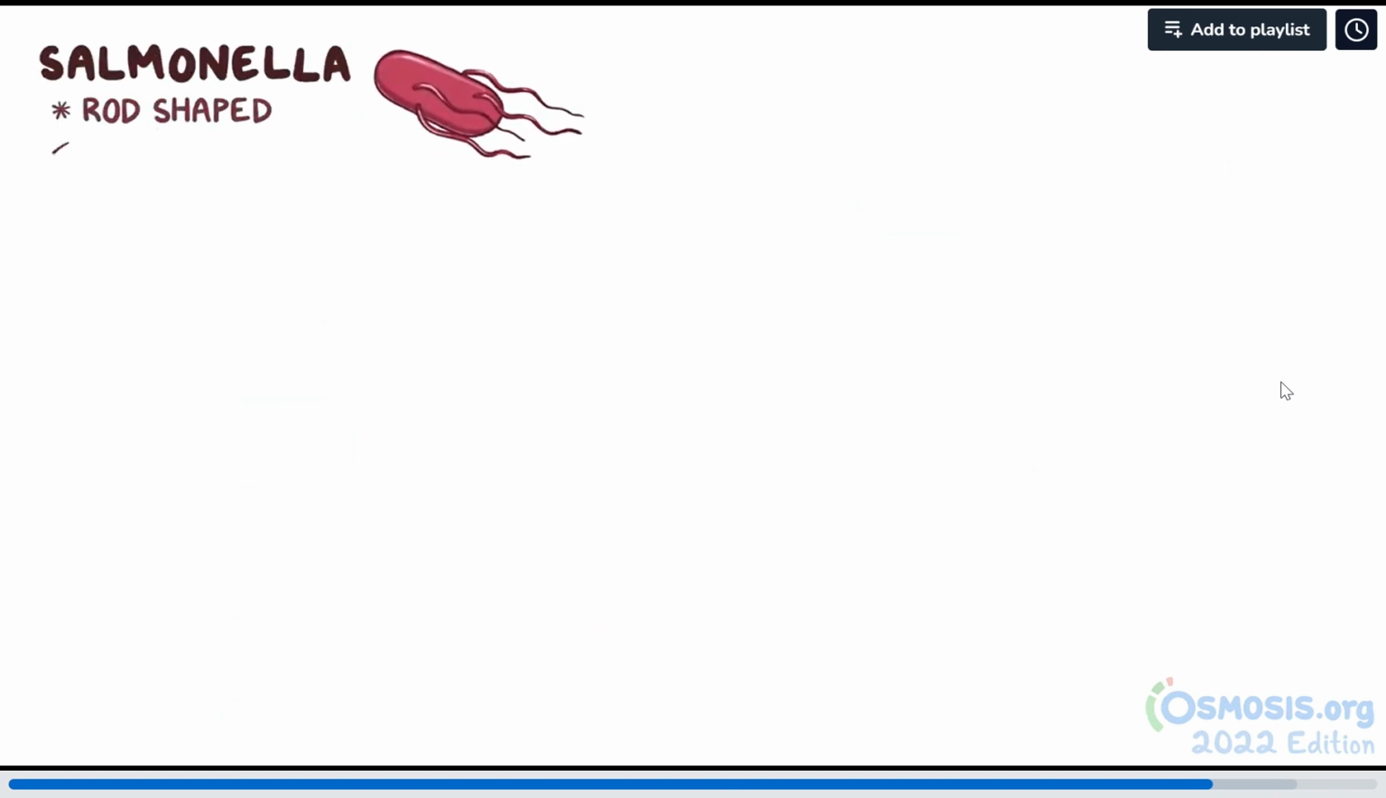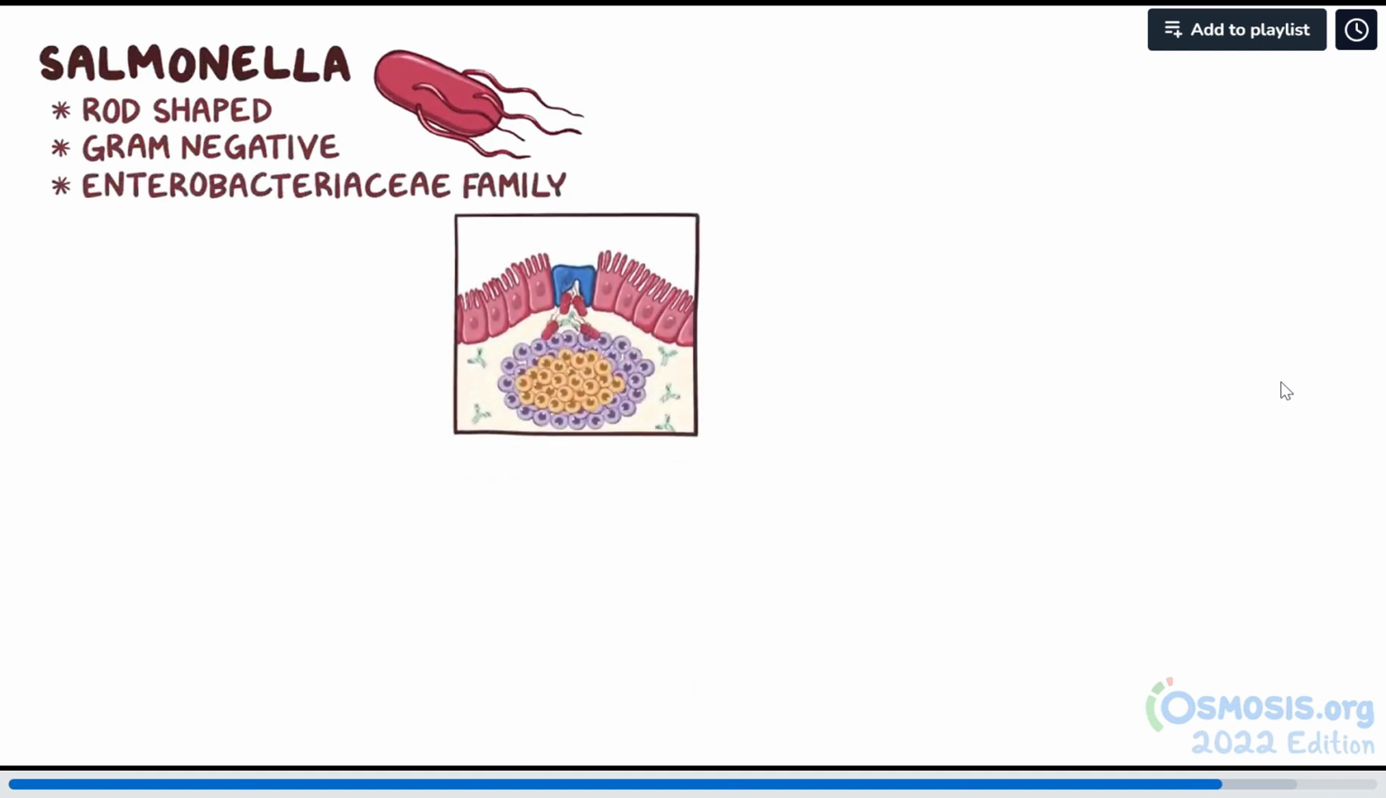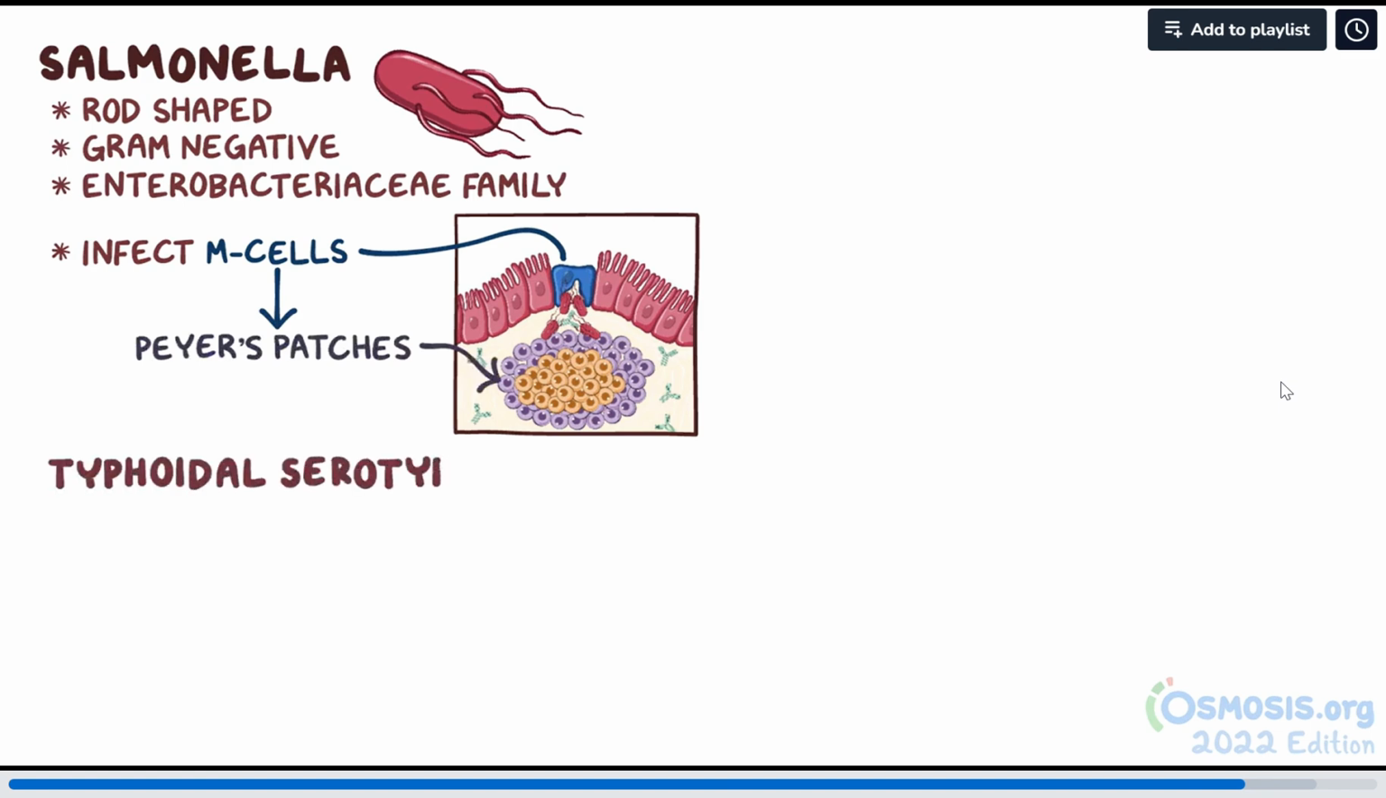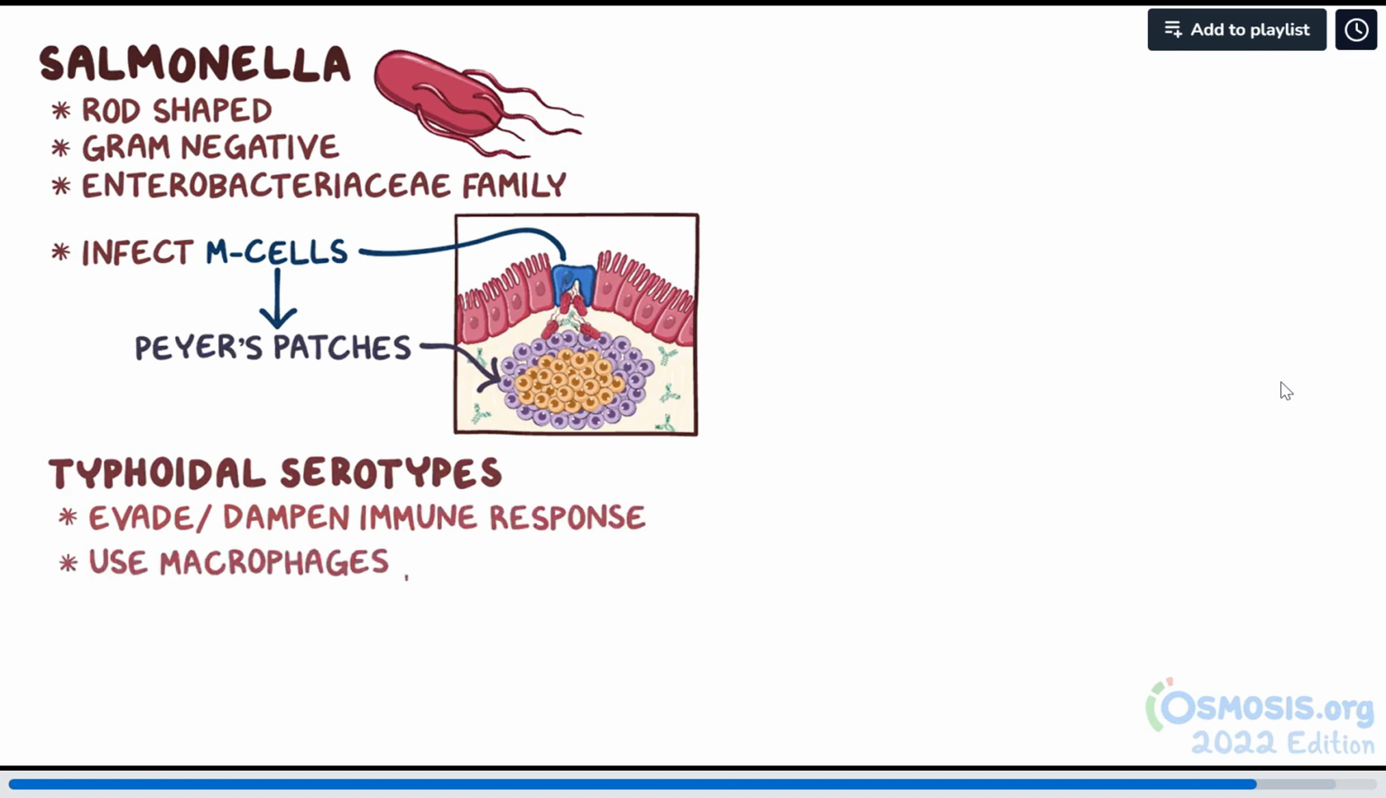Alright, as a quick recap, Salmonella is a rod-shaped, gram-negative bacteria of the Enterobacteriaceae family. After ingestion, Salmonella tends to infect M cells of the small intestine epithelial mucosa, which transfer the bacteria to the underlying Peyer's patches. Serotypes that are typhoidal evade and dampen the immune system, and use host macrophages to systematically spread through the entire lymphatic system and bloodstream.